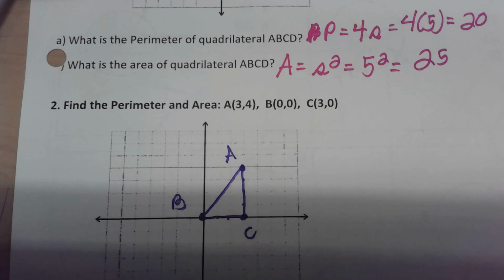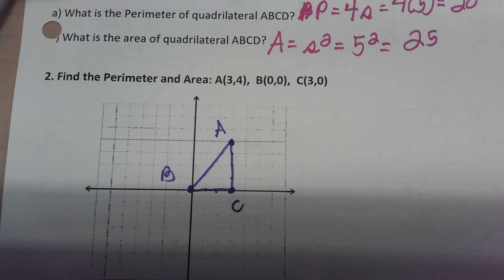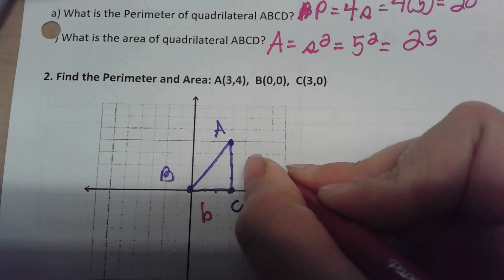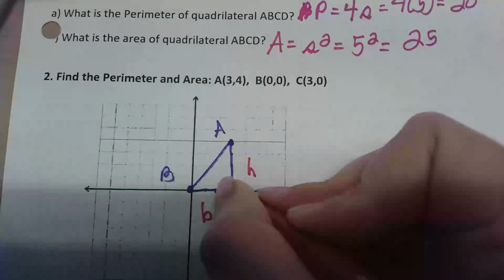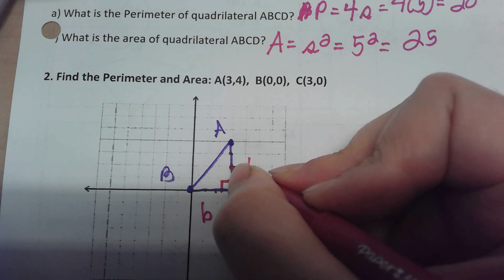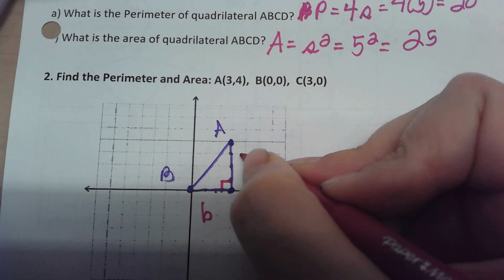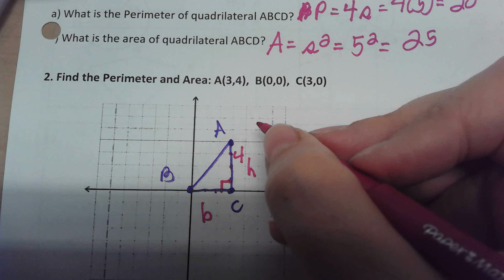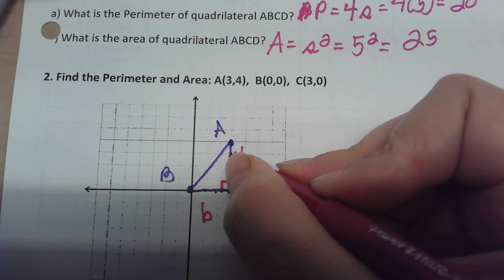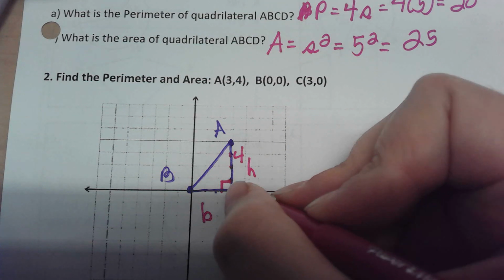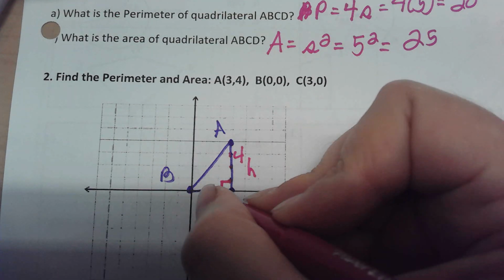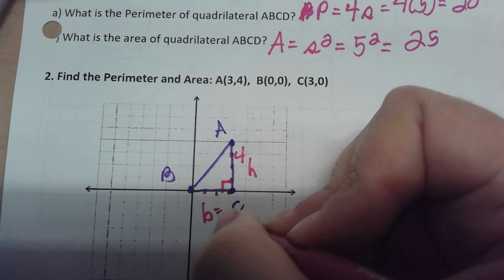Okay, so for the next one, everybody, it's a triangle. So remember, this is the base, this is the height. Okay, so we're going to go 1, 2, 3, 4. So this is 4. And then this is over 1, 2, 3. So the base is 3.